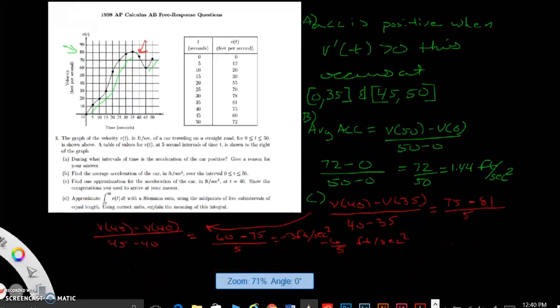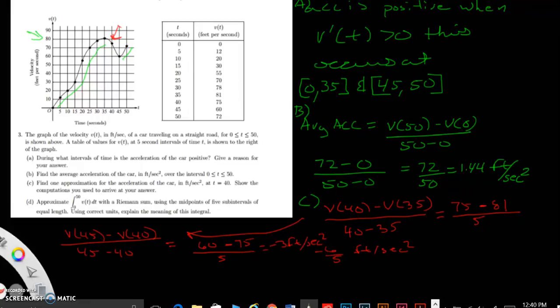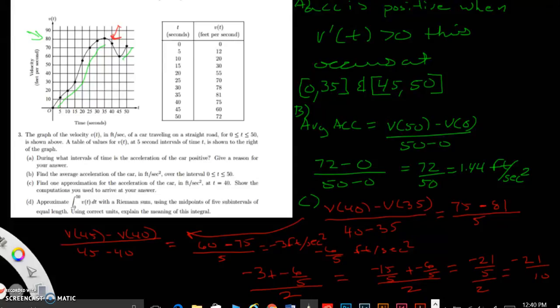Okay, so now, when I do the next part, I could take these two numbers and add them up. So I could do negative 3 plus negative 6/5, divided by 2, which is the same thing as negative 15 over 5 plus negative 6/5, over 2, which is equal to negative 21/5 divided by 2, which is equal to negative 21/10 feet per second squared. And that would be your answer, this part right here.